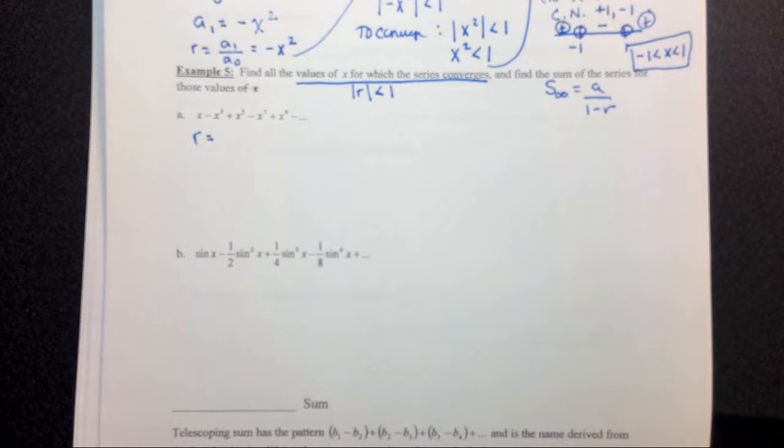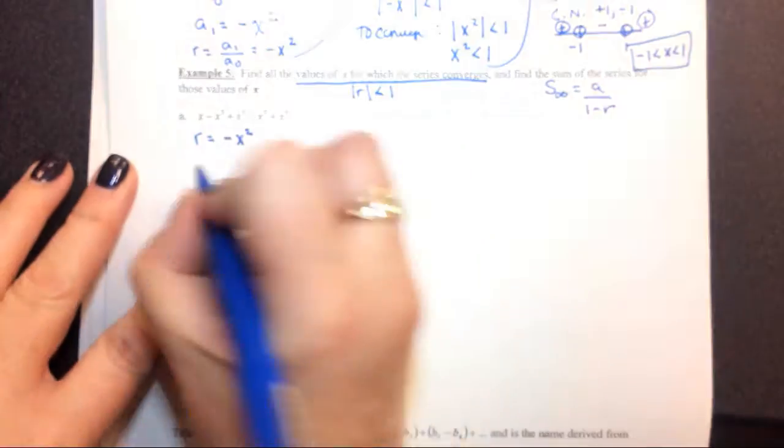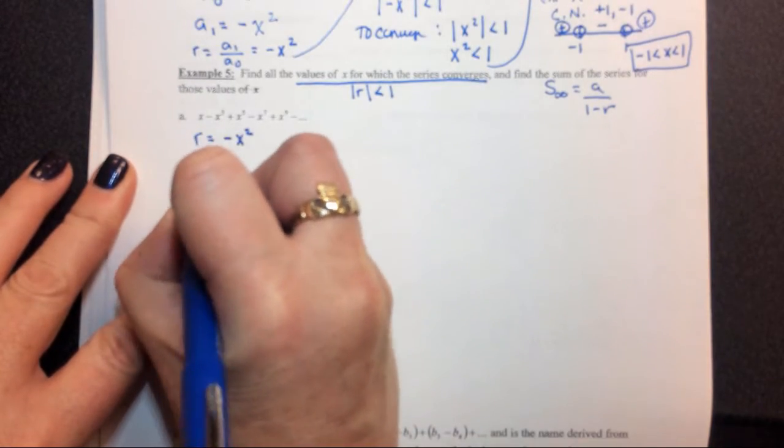You can take a term and divide it by its previous term, or you may recognize what your common ratio is going to be here. Your common ratio is going to be what? Negative x squared. Again, if you're not sure what it is, you can take negative x to the third and divide it by its previous term.